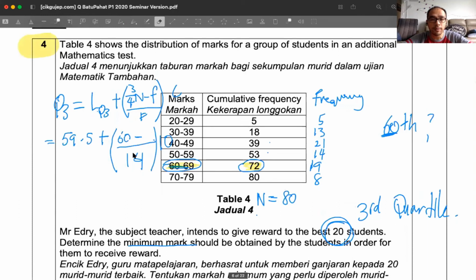Cumulative frequency before, bahkan. So this one should be, if this is the cumulative frequency before, 53 times the frequency of this one, so it's times 19. My mistake. Okay, so small f adalah kekerapan longgokan, the cumulative frequency before the third quartile. And then the big F is the frequency of that third quartile, 19. Then you get your final answer from here.